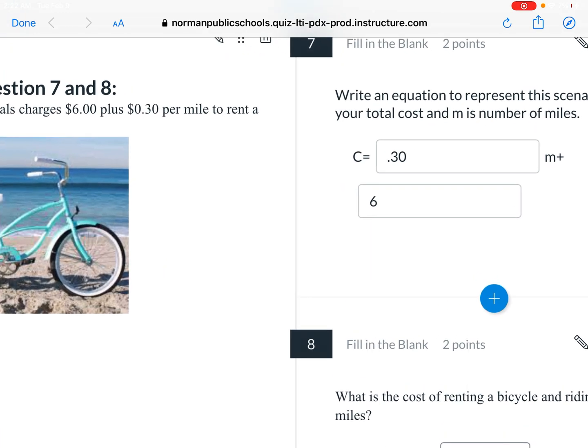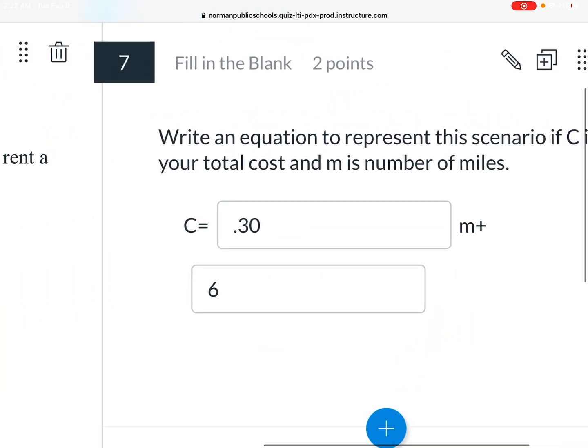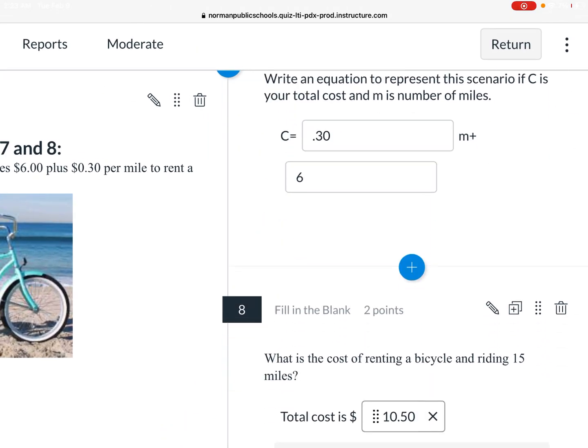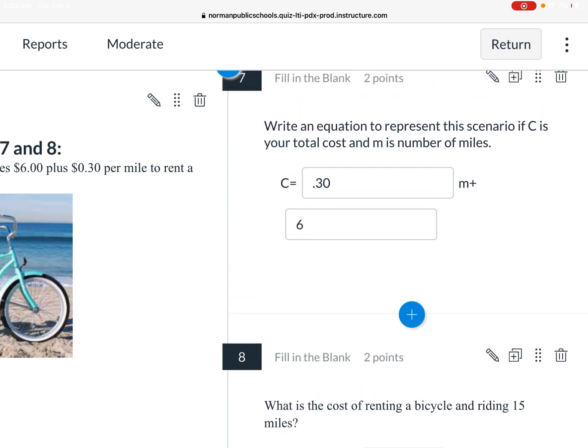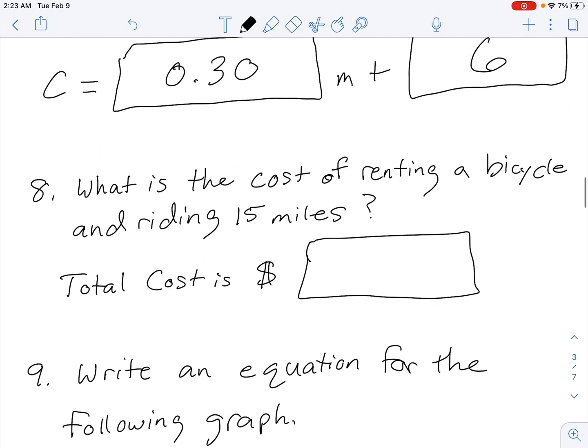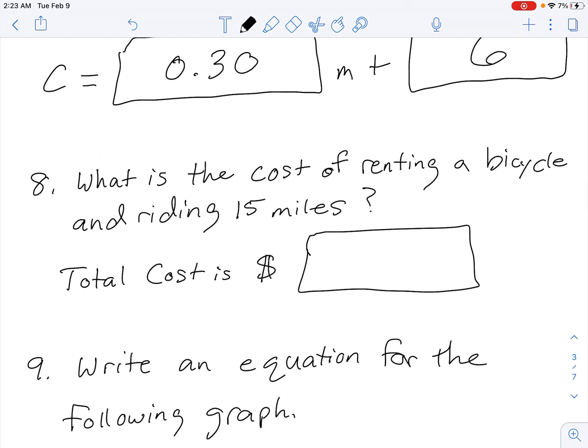So if you go back to number 7, obviously right here, I'm blowing it up, you can see that 0.3 is your rate, that's in front of the M, or that would technically be the X, and then 6 is going to be your initial value. Now, number 8. It says, what is the cost, and I think I have it over here, and again, you have to show this work.